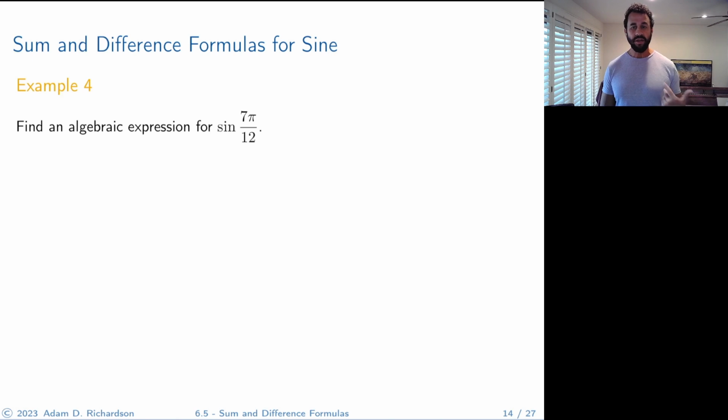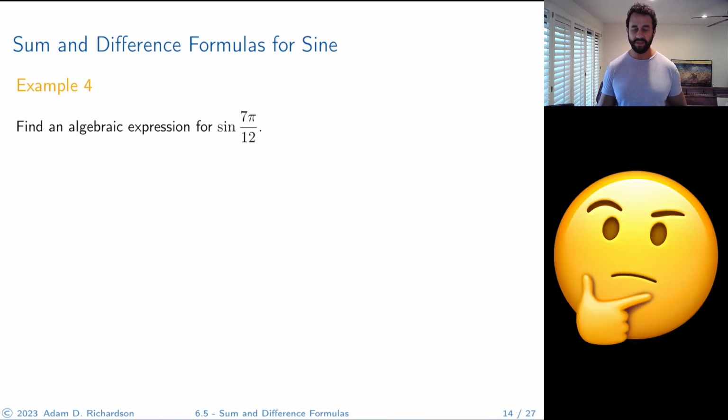And just like before, 7 pi over 12 is not a standard angle, so we can't just evaluate this outright. But if we can think about how to rewrite 7 pi over 12 in terms of standard angles that we know, then we'll be able to evaluate sine and cosine at those angles. So what I want you to do is take a moment now and see if you can think about how to split up 7 pi over 12 into two angles that are standard angles, either a sum or a difference. How would you split that up?